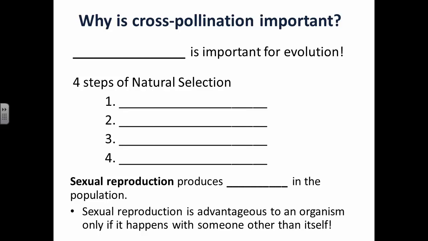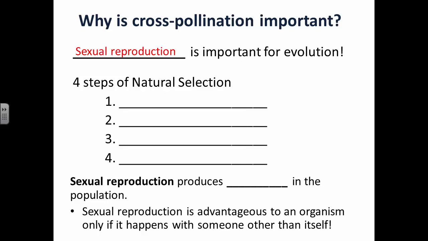Yeah, and so if we have a species where each member is identical to each other, would any one of them be better adapted than another if they're all identical? No. We need to start with variation. There needs to be differences between individuals. And many of those variations come through sexual reproduction.